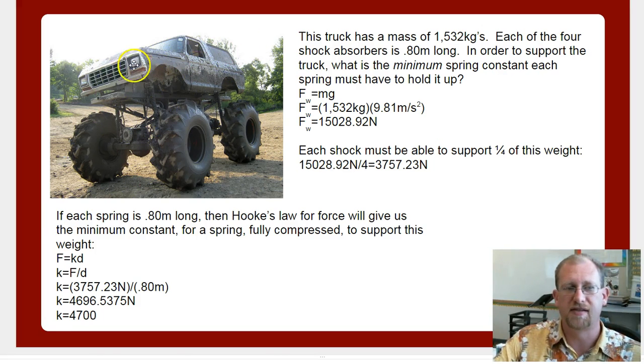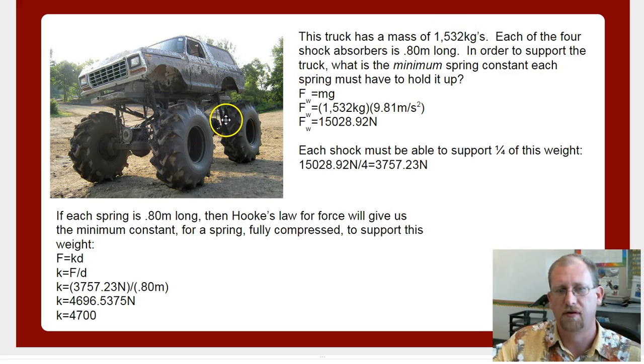So this big nasty truck has a mass of 1,532 kilograms, probably a lot more than that, but that works for our example here. Each of the four springs, each of the four shock absorbers here is 0.8 meters long, nearly a meter long. In order to support the truck, what is the minimum spring constant each spring must have to hold it up? So the force, not the spring, the weight of the truck is its mass times gravity.